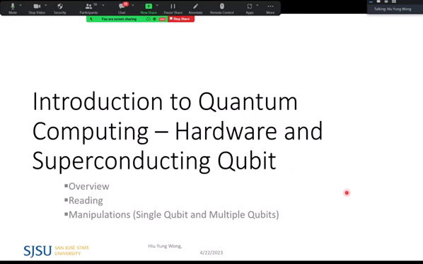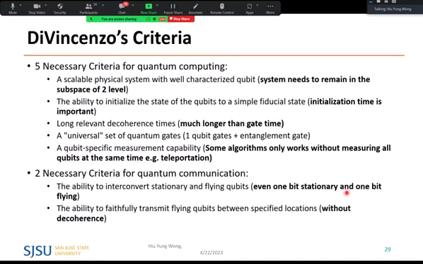There are many different hardware. So first we look at this divisional criteria. What hardware can be used to make a quantum computer? First, you need to have a well-characterized qubit. Basically, what it's saying is that your qubit need to have two basis states, 0 and 1. Do not give me more.